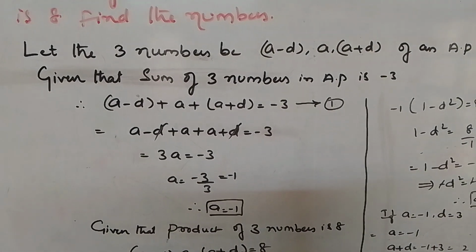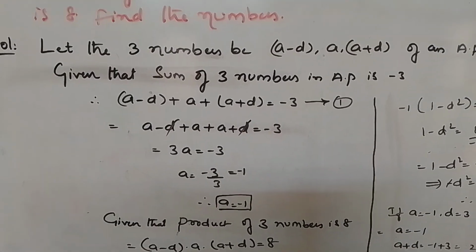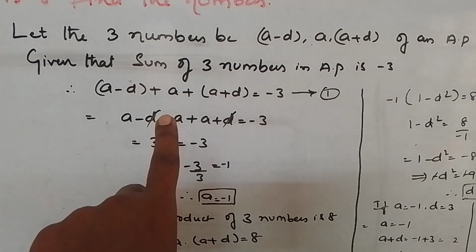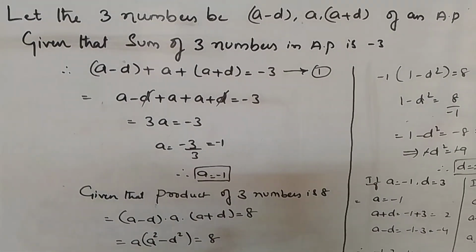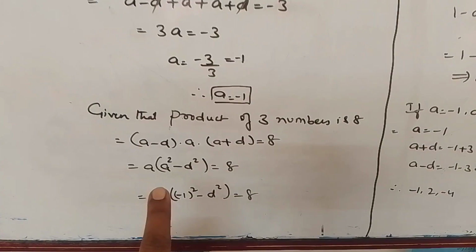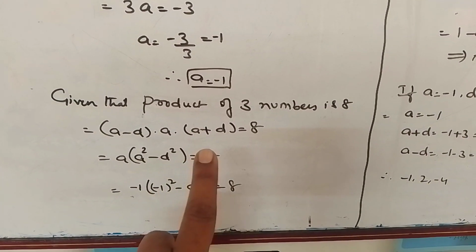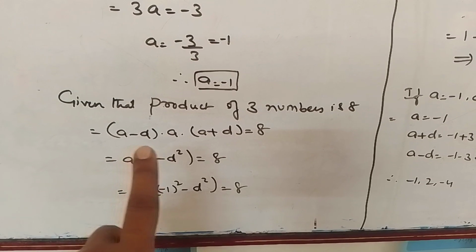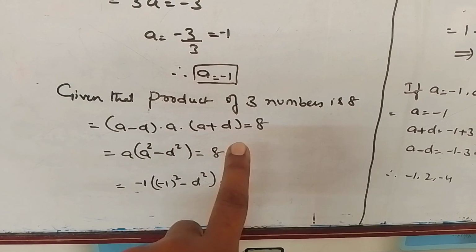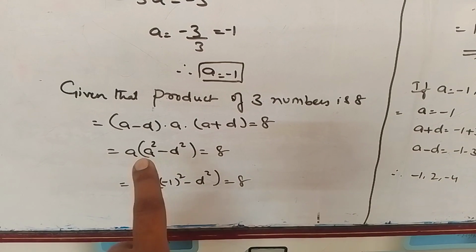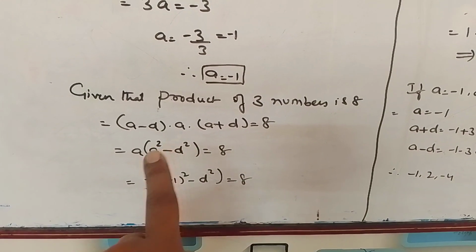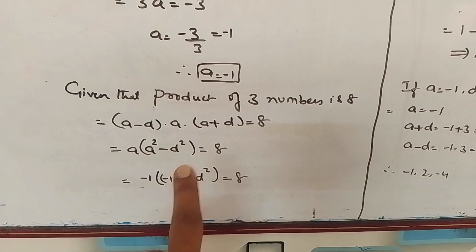So take the sum of these three numbers. We get a minus d plus a plus d equal to minus 3. Simplify, we get a equal to minus 1. And given that the product of the three numbers is 8, so a minus d into a plus d into a equal to 8. a plus d into a minus d is of the a square minus d square form, into a. So substitute a equal to minus 1 in this.